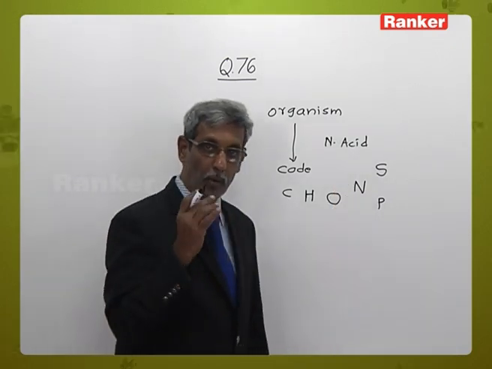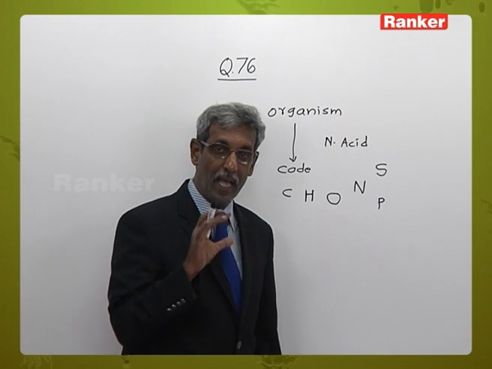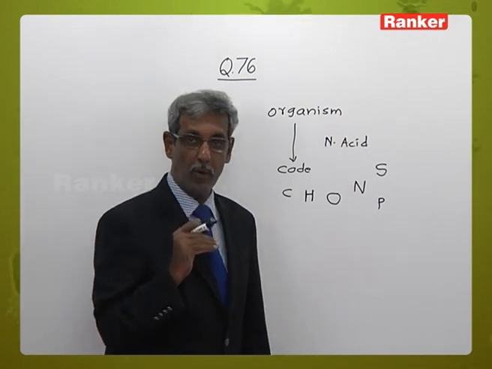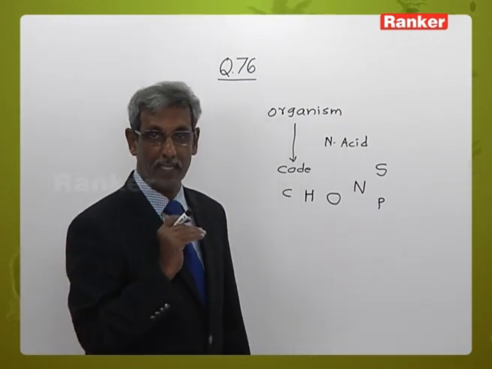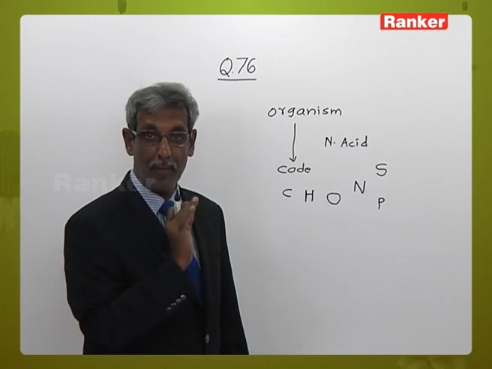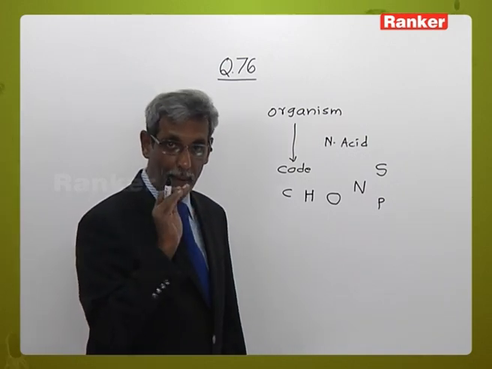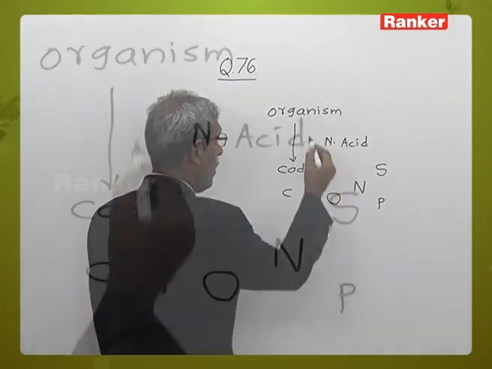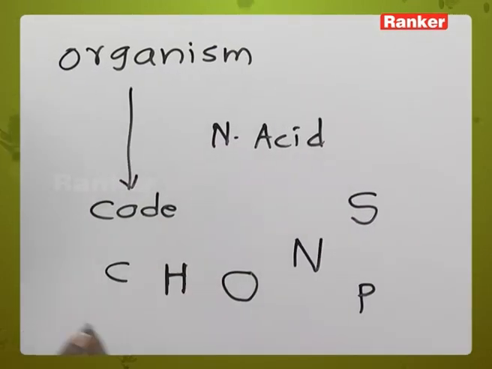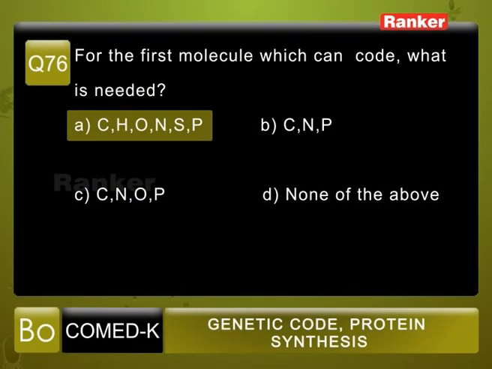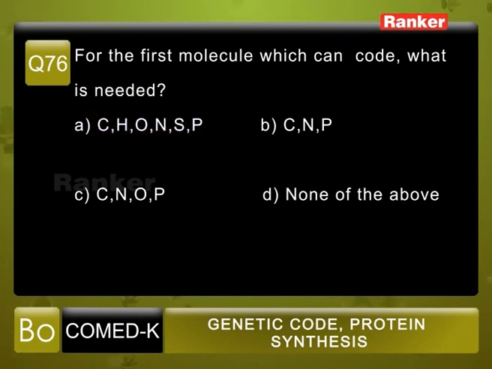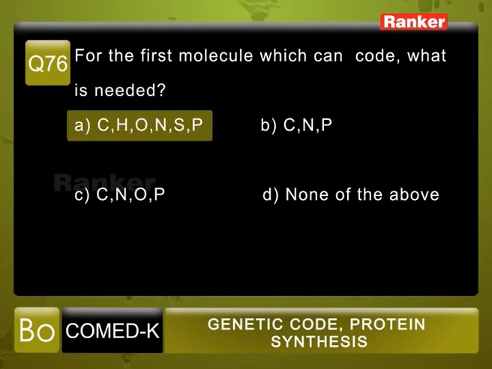So, in order to code, first a DNA has to get formed with the formation of the nucleotides and the nucleosides, and also the sugar-phosphate linkages. Thereby, among the choices, the organism which can code needs to have all the 6 elements. Hence, the answer is A, that includes CHONSP.